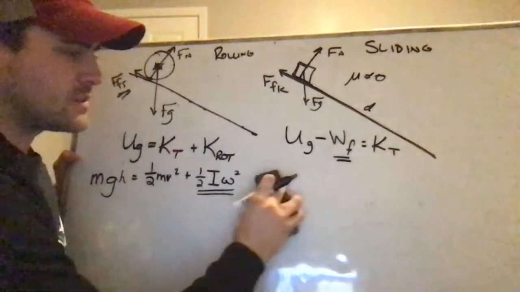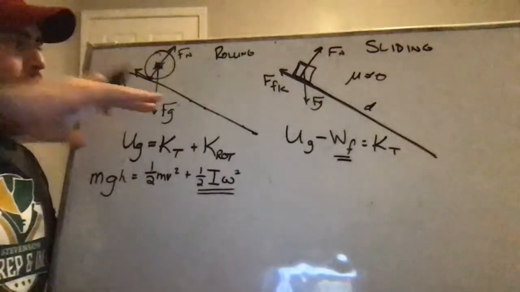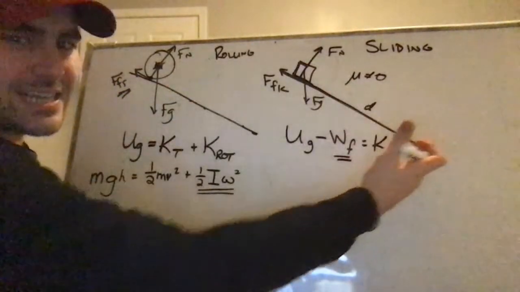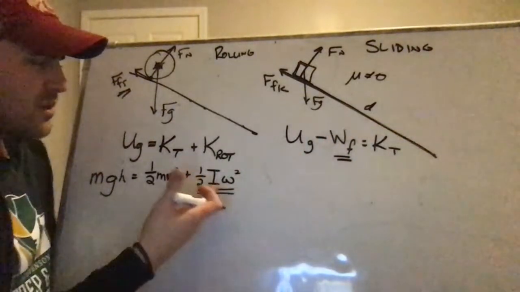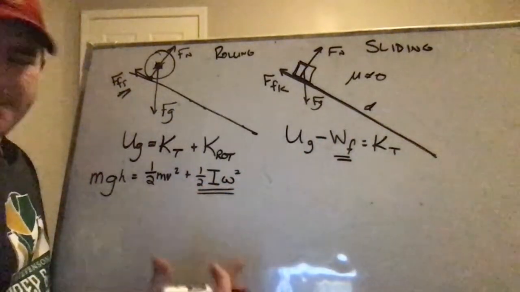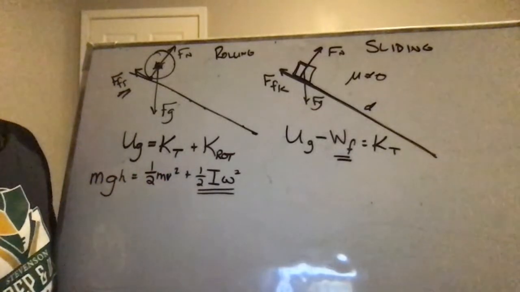So these are the differences that we came across in terms of things that rolled down ramps and things that slid down ramps. We lost energy due to friction here. And over here, we didn't lose any energy to friction, but it was stored rotationally. Okay? These were the primary differences that we saw here.